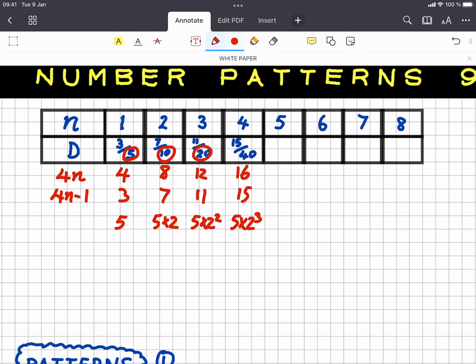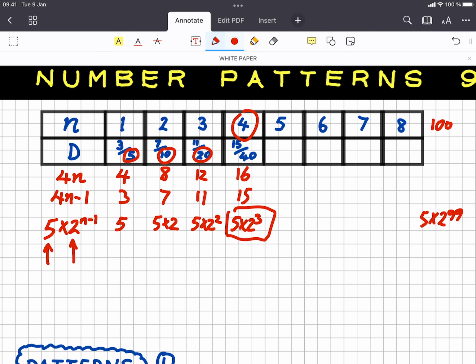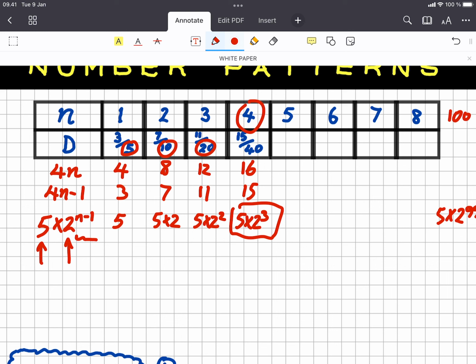So generally speaking, they're all 5 times 2 to the power of something. When n equals 4, it's 5 times 2 to the 3. When n equals 100, it would be 5 times 2 to the power of 99. And generally, they're all 5 times 2 to the power of n minus 1. A geometric sequence is always the first term, 5 in this case, multiplied by the common ratio, 2 in this case, to the power of n minus 1.